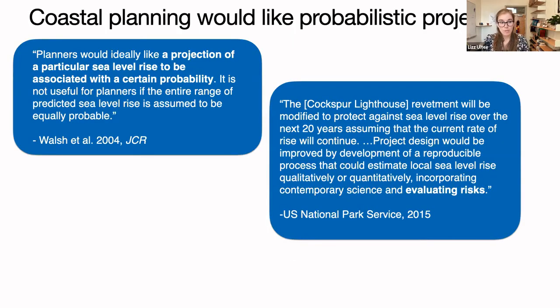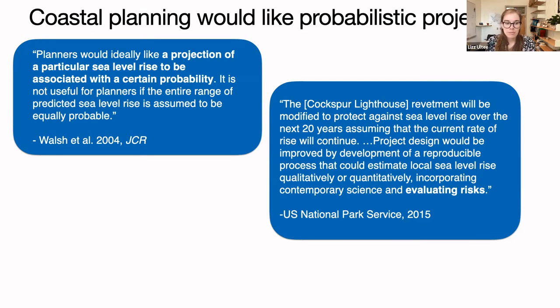The literature from coastal planning tells us that planners would like probabilistic projections. I've included two examples here. One on the left from the Journal of Coastal Research, saying that planners would ideally like a projection of a particular sea level rise to be associated with a certain probability. And it's not useful for planners if that entire range, that wide shaded region that we saw on the previous slide, is assumed to be equally probable. So it would be useful if we were able to quantify within there which are the most likely portions of that range.